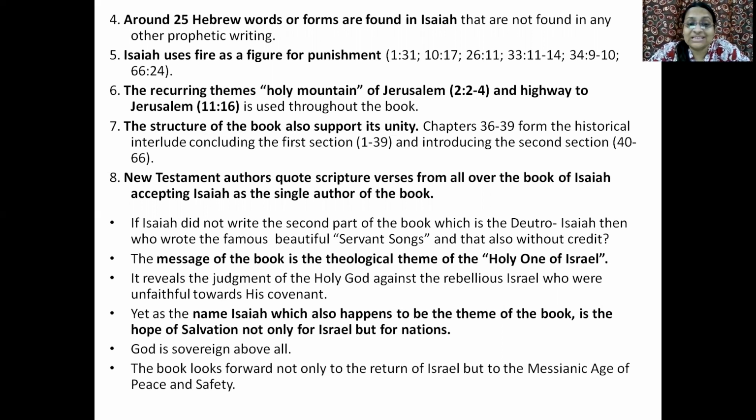The message of the book is also theological in theme, that is, the Holy One of Israel. It reveals the judgment of the Holy God against the rebellious Israel who were unfaithful towards his covenant. Yet his name, Isaiah, which also happens to be the theme of the book, is the hope, the ray of salvation for Israel, not only for Israel, but for all the nations around the world. So God will bring salvation to the whole world. That is what is believed by Isaiah and spoken in his book.